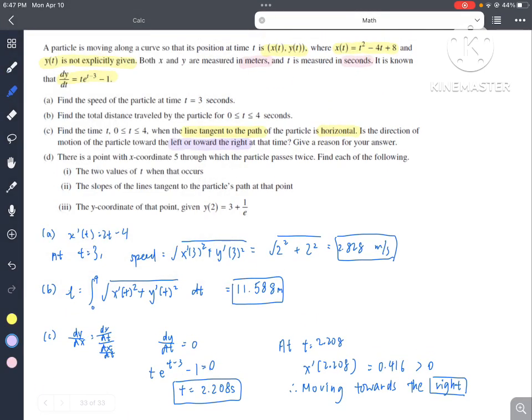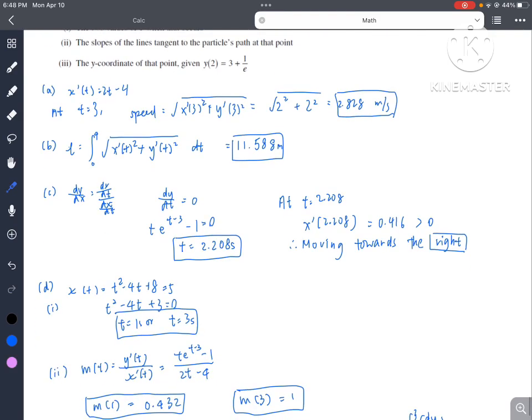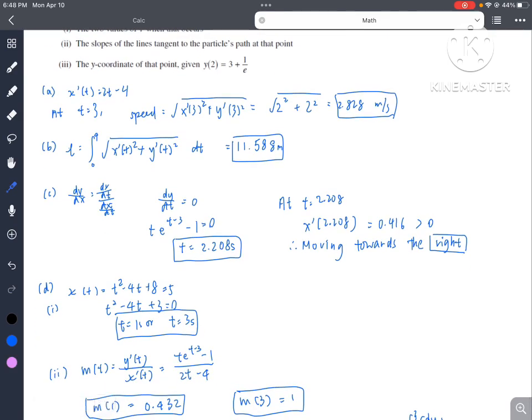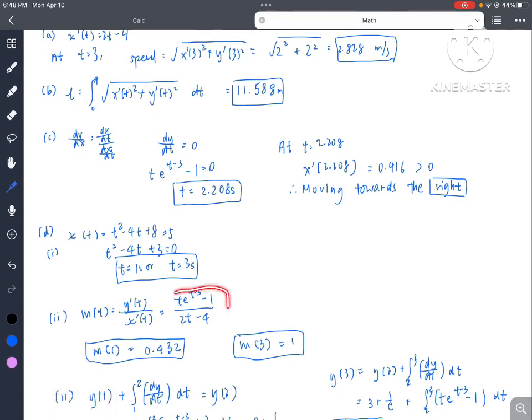There is a point with x coordinate 5, which the particle passes twice. So how are we going to find the values of t when this occurs? We have an expression for x of t that is here. So we just set this equal to 5, and then we solve the quadratic equation. So now we have two values for t. Next, what's the slope of these lines? Well, we can write an expression y prime of t over x prime of t to find the slope. And then we can plug the values into this expression, and we find these slopes.